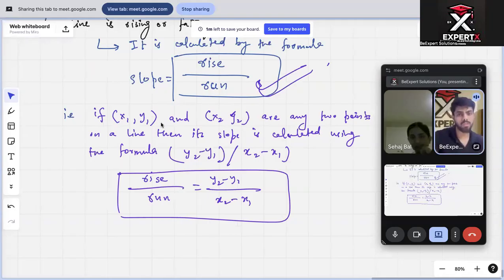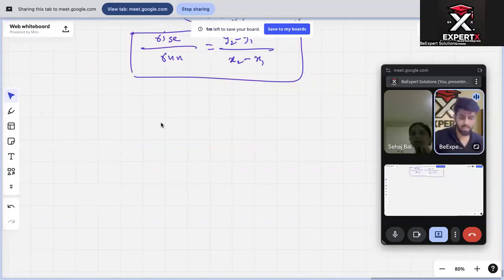This is the basics of linear equations that you should be knowing about. Now proceeding further, linear equation in standard form, which I have already told you. I will not repeat: ax plus by equals c. But how does a linear equation work in a graph? Let's understand that first.